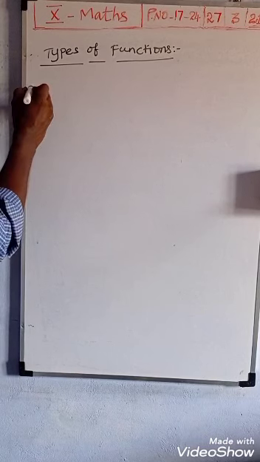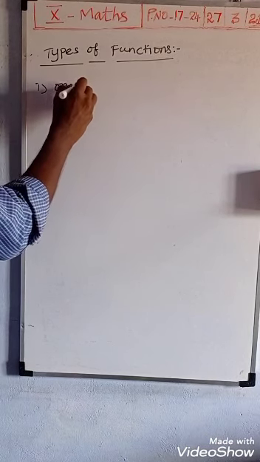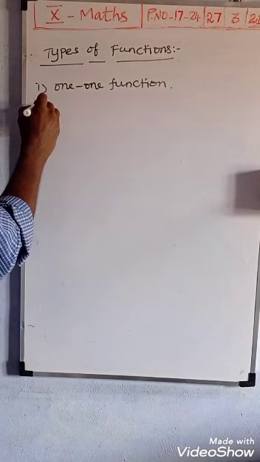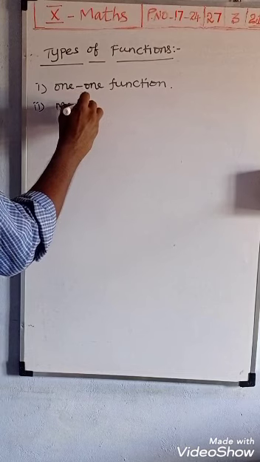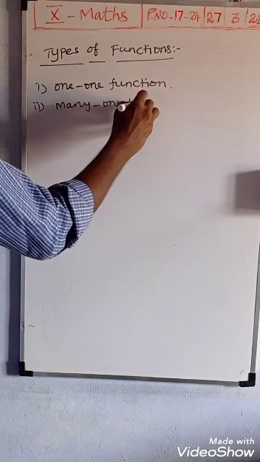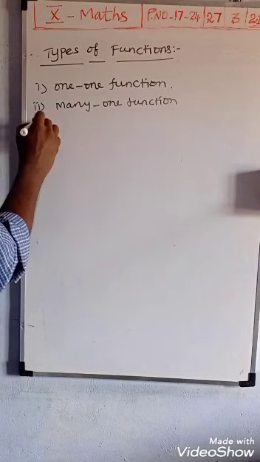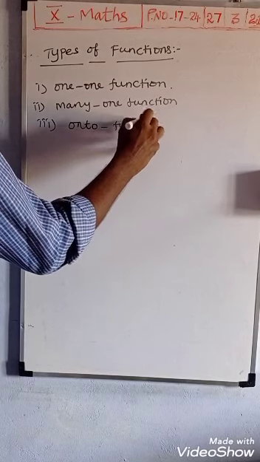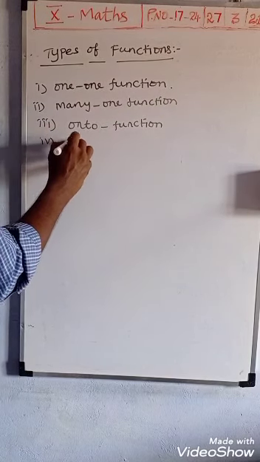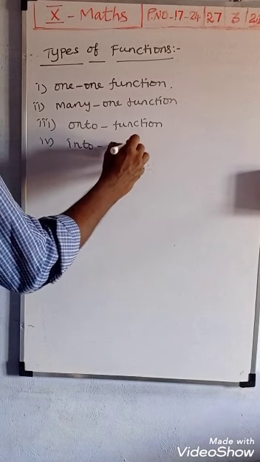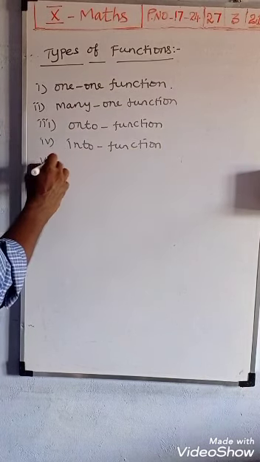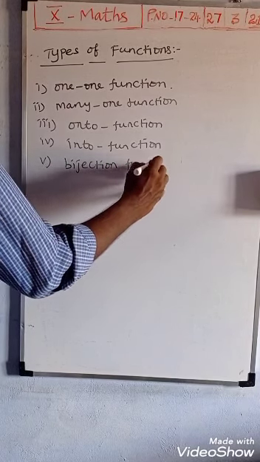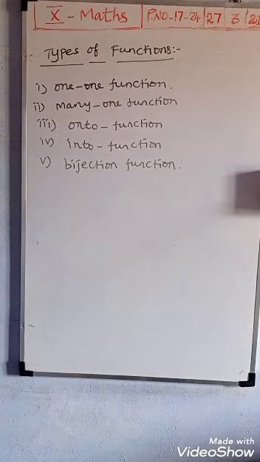Okay. First of all, you see. The first one is the 1-to-1 function, or 1-1 function. Next, the many-one function. Next one, the onto function. Then next, the into function. Then the last one is the bijection function. Okay, these 5 we are going to discuss now.